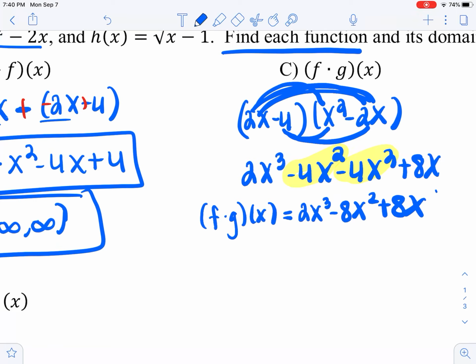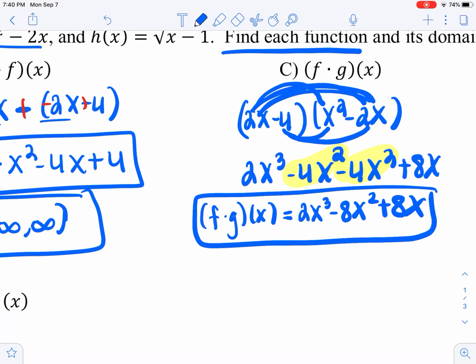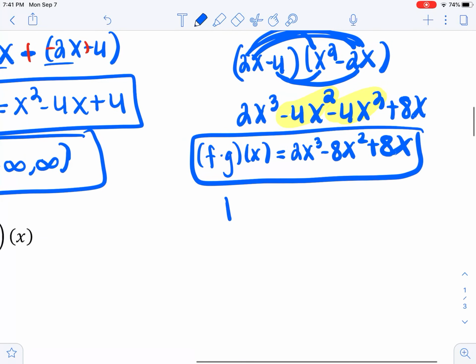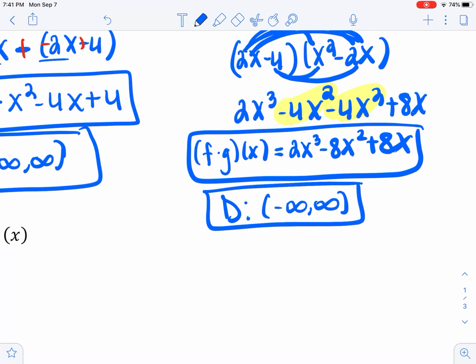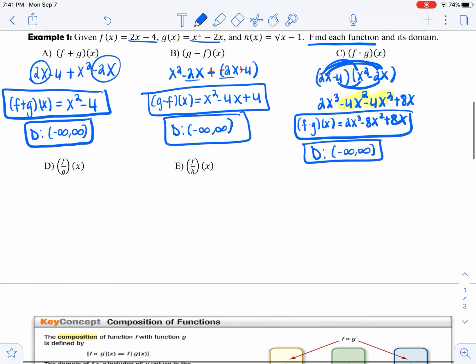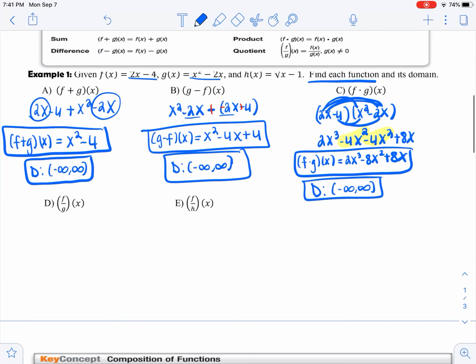Domain. See how I get all frazzled? But it looks fine. Okay, next is domain. Are there any restrictions? Are there any square roots? No. Are there any denominators? No. My domain is all real numbers. Okay. Next one, f divided by g.